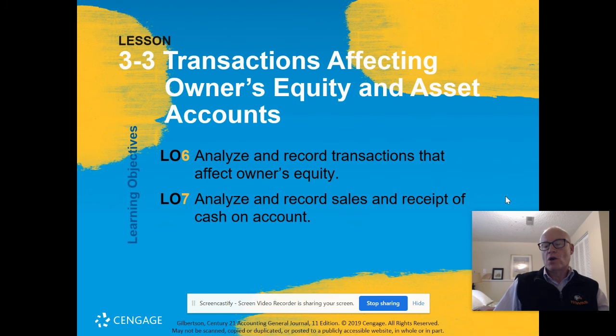But in this case, we're again talking about analyzing and recording transactions that affect owner's equity. We're following up in the same pattern we did with chapter 2 with owner's equity. And remember, think about owner's equity. What are the various accounts under owner's equity? Well, we have the capital account, the proprietor's name and capital, for when they put money into the business. We have drawing, owner's name and drawing, when they pull money out of the business.